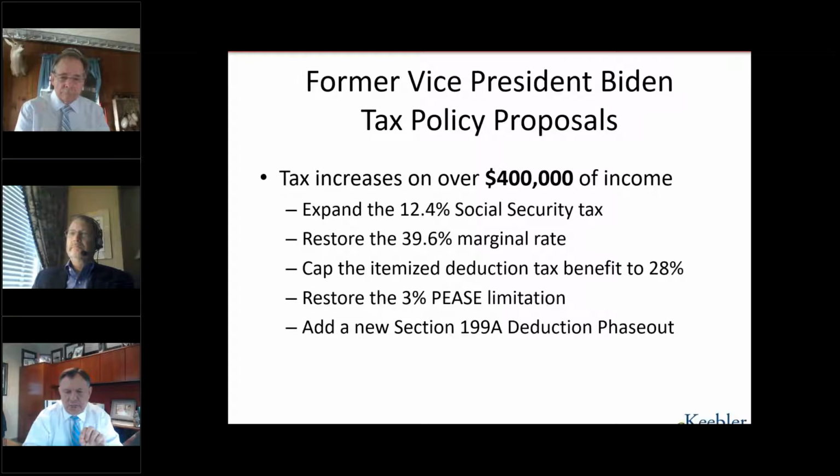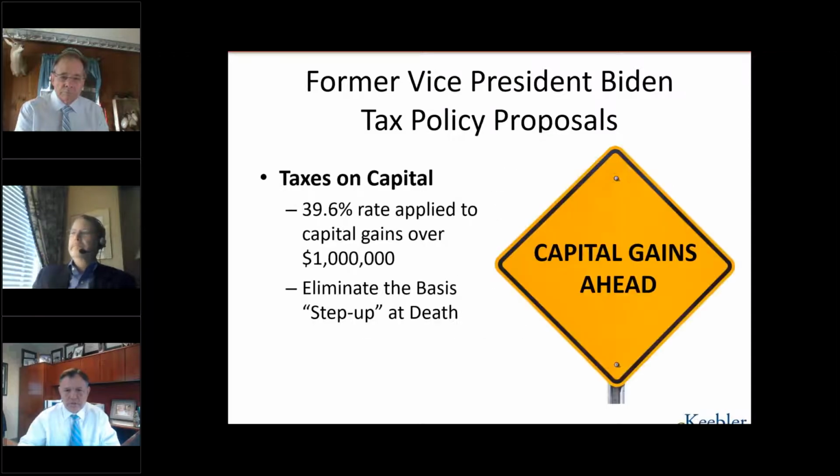Now, the Pease limitation would come back along with phase outs on 199A. Right now, under 199A, you could make $1 billion, and if you were qualified, you'd get the 199A 20% deduction. They're going to cap that. Let's go to the next page and talk about some of these things.